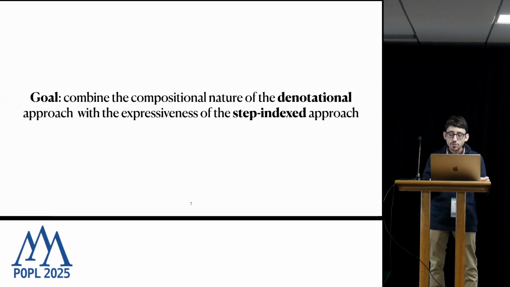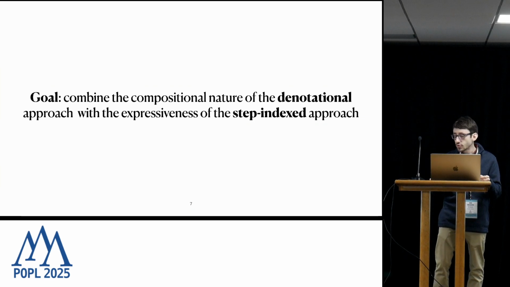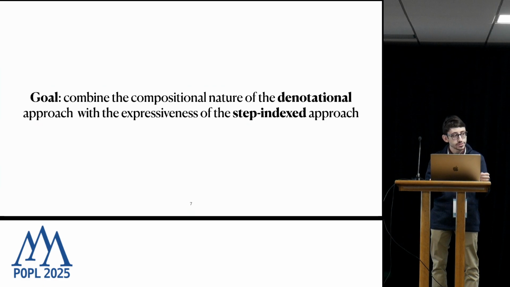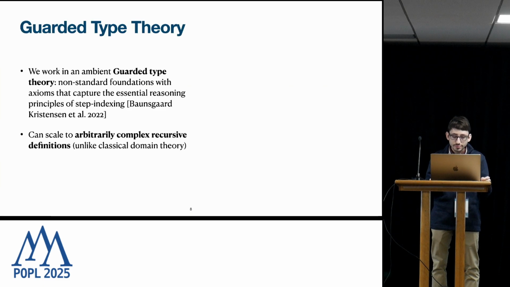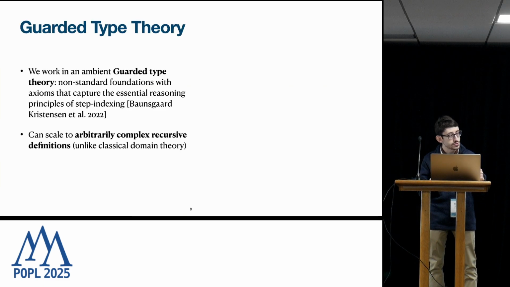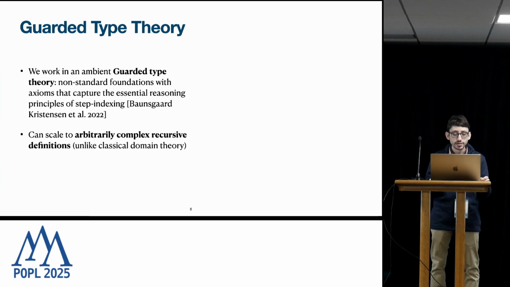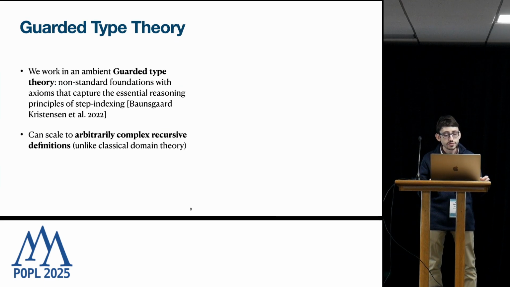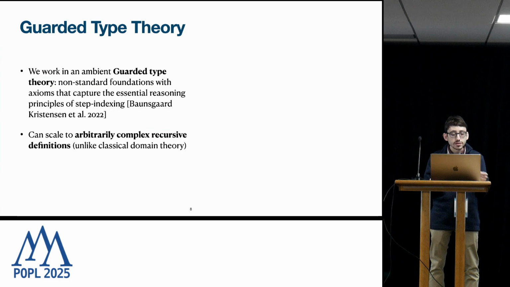And so then our goal in this work is to get kind of the best aspects of both of these approaches. We want the compositional nature of denotational semantics and the expressiveness of the step indexed approach. And so a key ingredient in the way we're going to do this is something called guarded type theory, which we can think of as a non-standard foundations where we have axioms that capture the reasoning principles involved in step indexing. So we can think of it as a meta-language in which we can define denotational semantics for programming languages that involve general recursion.